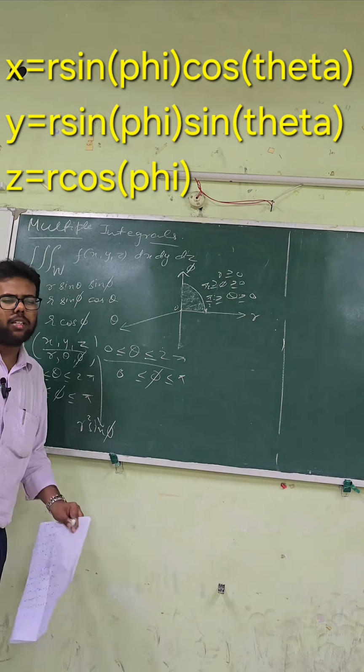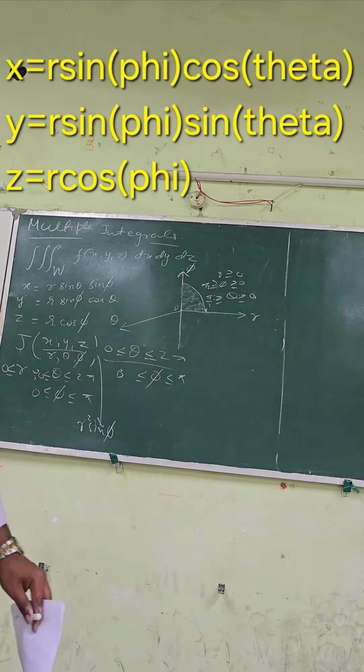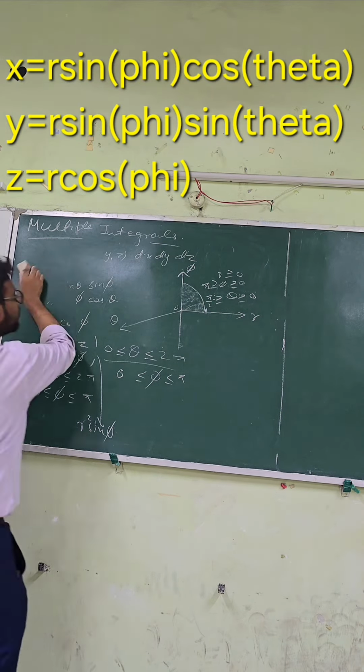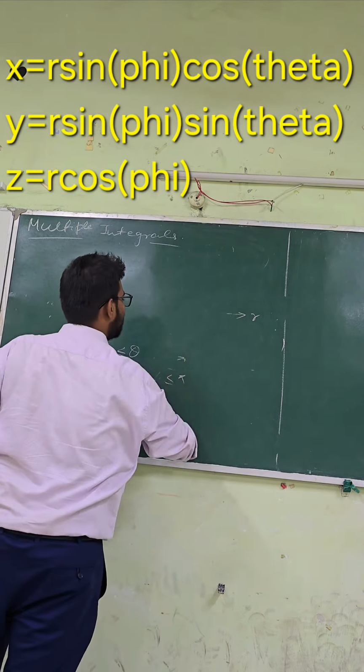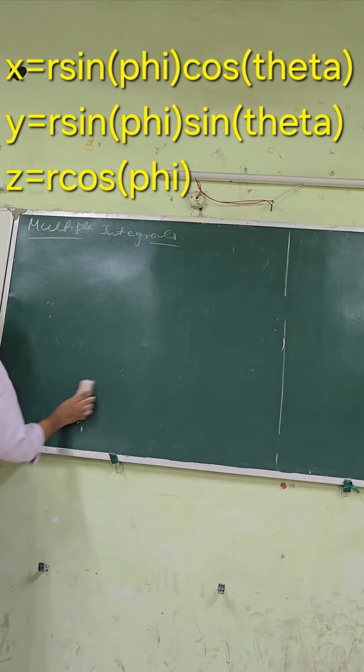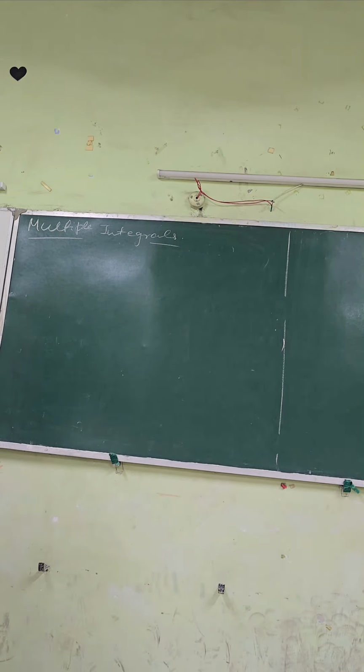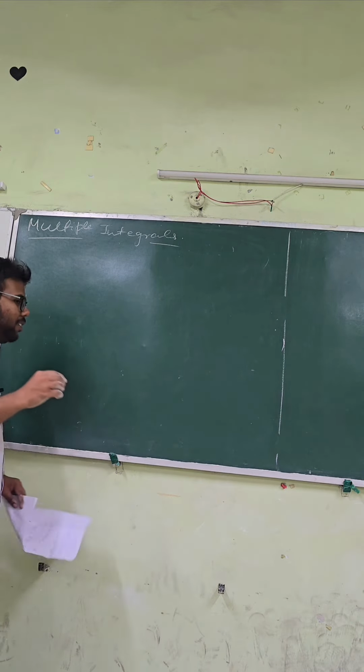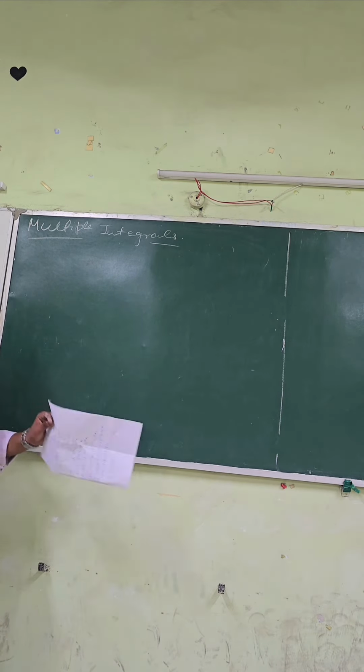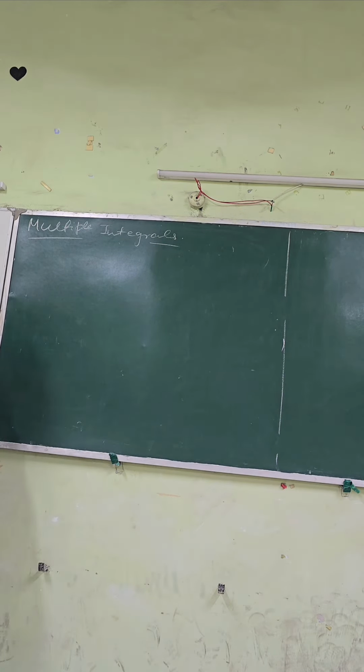Okay, now coming to the cylindrical coordinate system. Let's see how we assume it, and then we'll see some problems, and then we'll end the lecture because I'm really tired also, and we have covered almost everything. I hope you will subscribe to the channel at least, and please support my channel. So now let's see the questions.